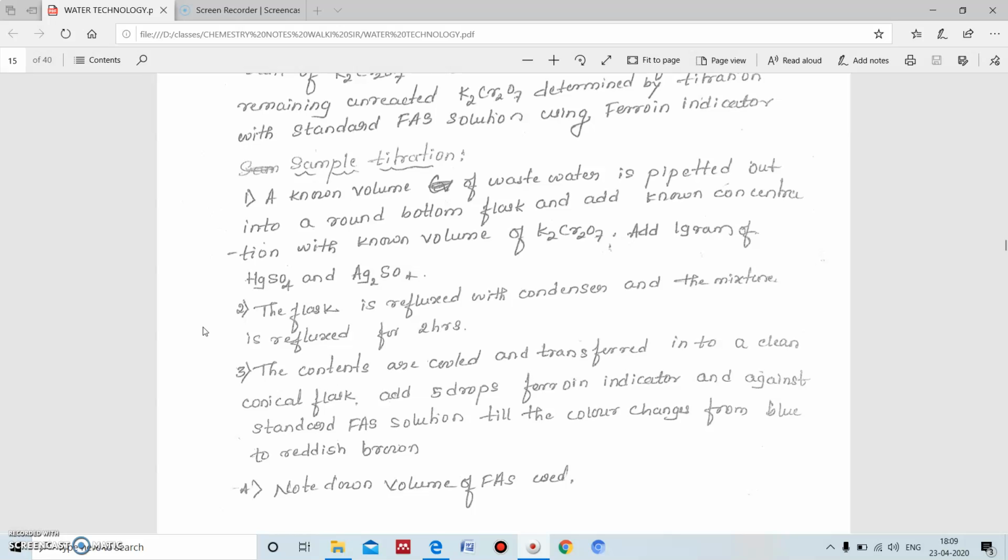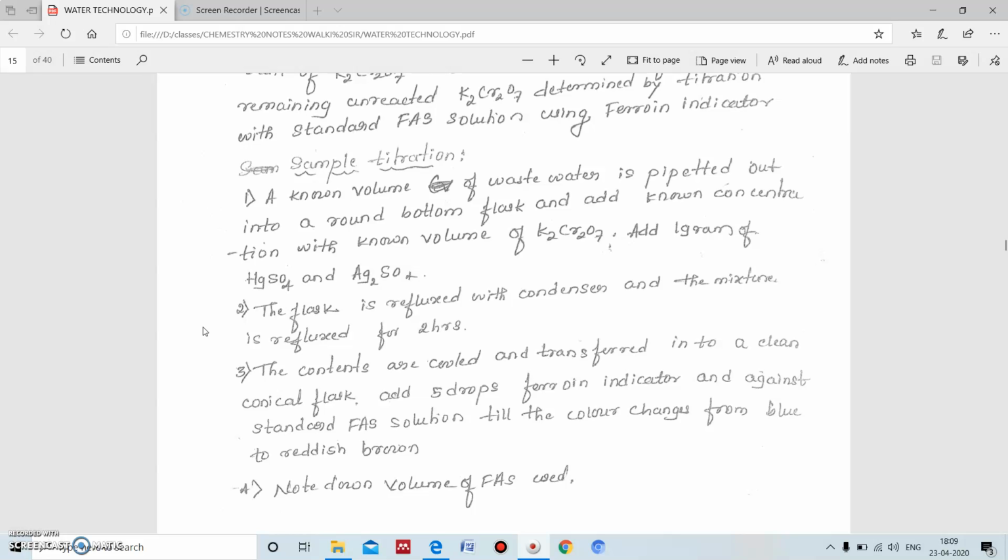for about 2 hours. Then the refluxed mixture is cooled down. During this reflux time, a certain amount of potassium dichromate is utilized for the oxidation of waste. Then the cooled reaction mixture is transferred into a clean conical flask for the determination of unreacted potassium dichromate.